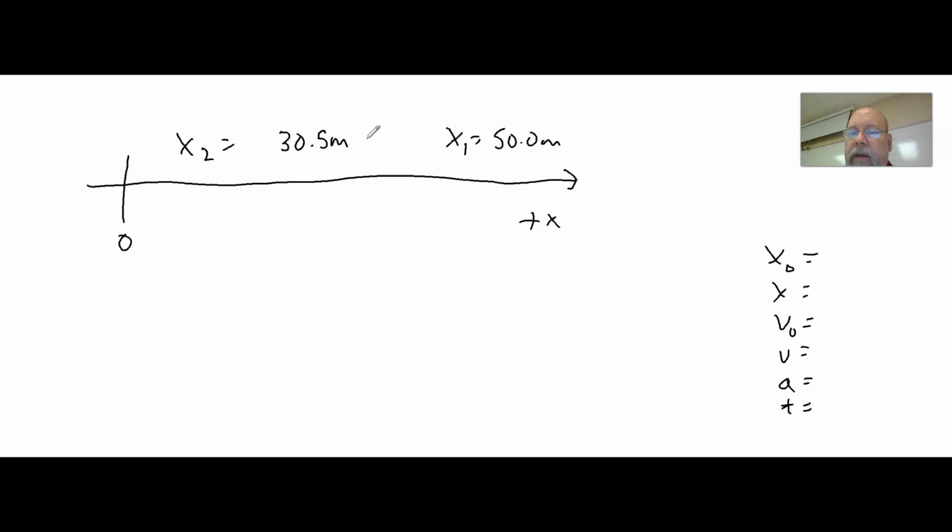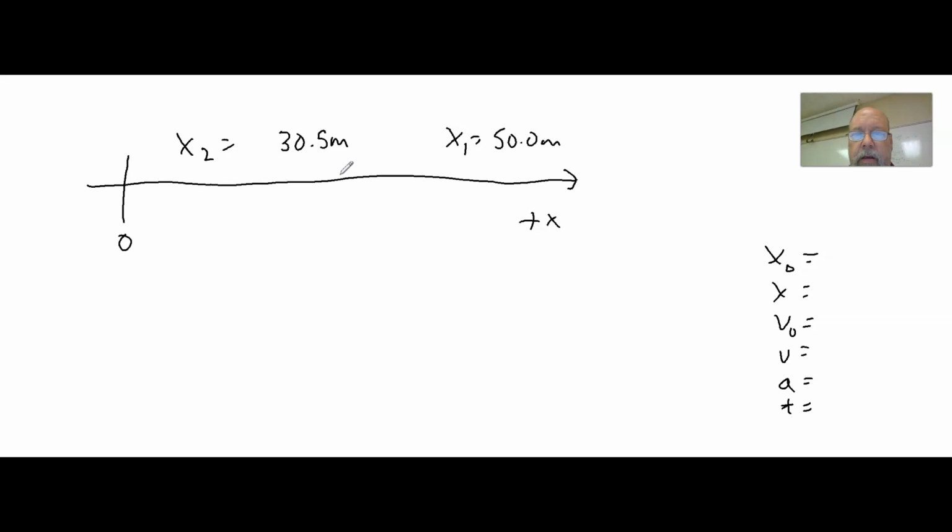So I have a visual representation that my motion is occurring in a negative direction, right? I'm going from a position of x1 equals 50 meters to a position of x2 equals 30.5 meters. I can see what that motion looks like, okay?